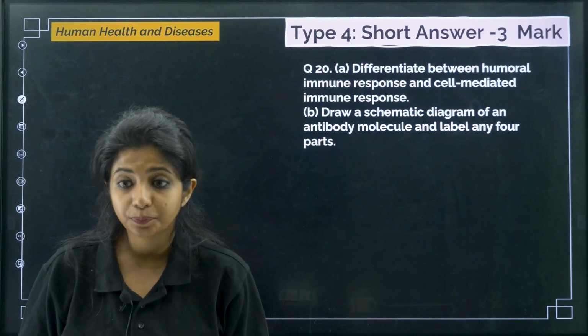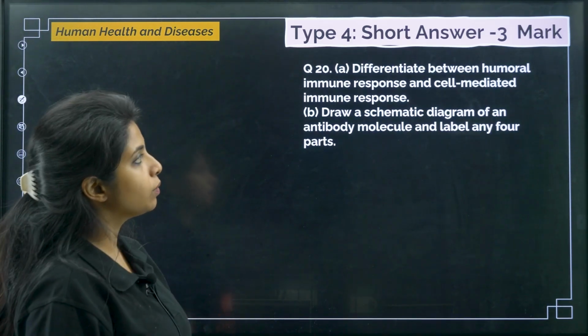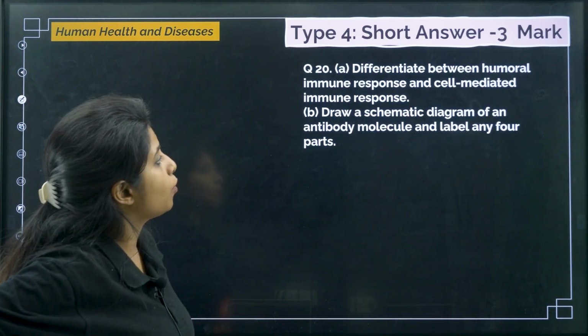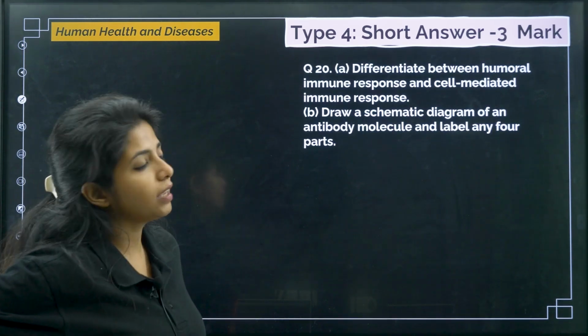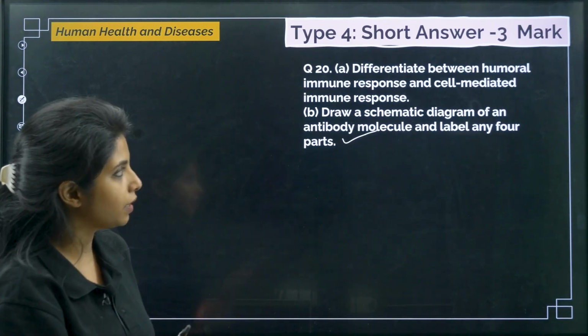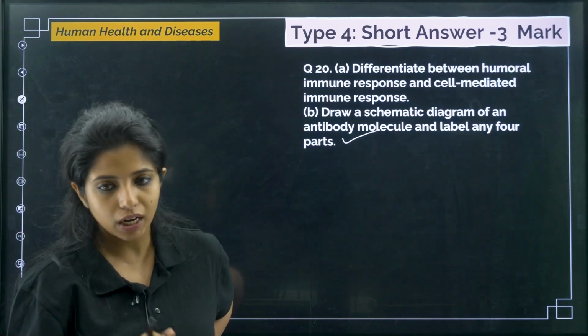Going on to the next thing. Differentiate between humoral immune response and cell-mediated immune response. Okay, draw a schematic diagram of an antibody molecule and label any 4 parts. We already did it, I am not doing it again. Differentiate between humoral immune response and cell-mediated immune response, I will tell you.